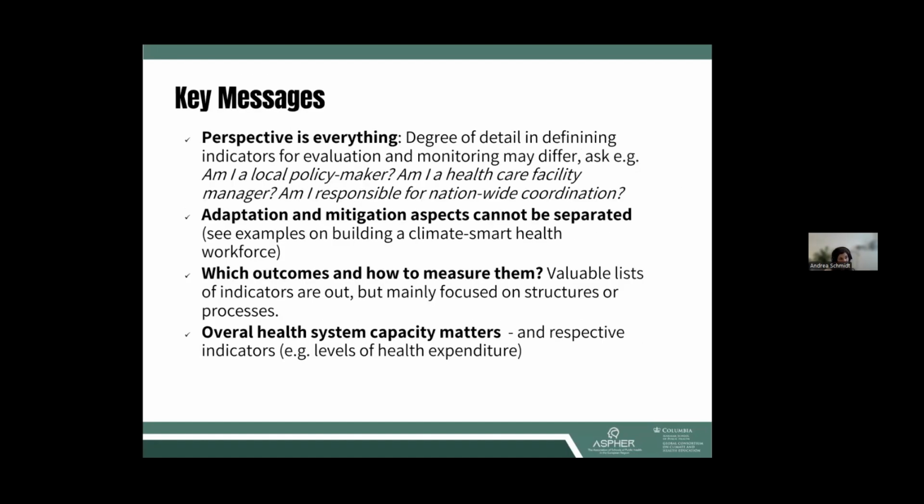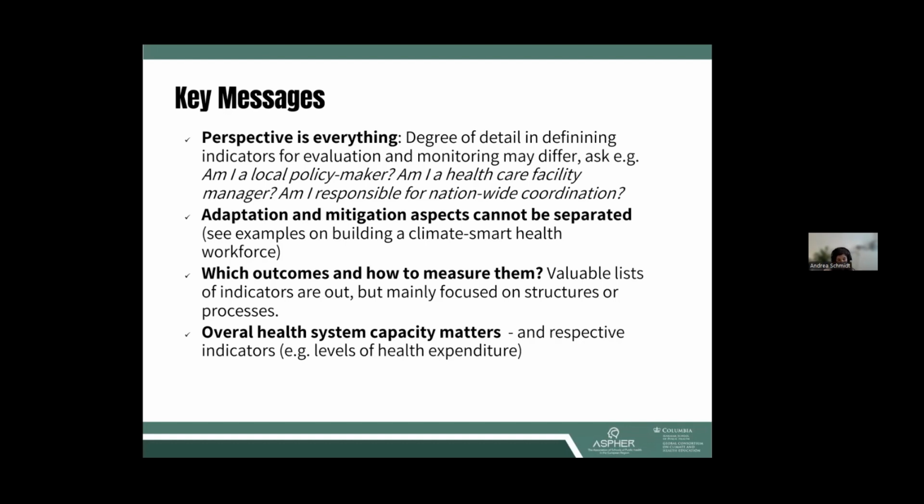And similarly, the four key messages for you: the perspective is everything. The degree of detail in defining indicators for evaluation and monitoring may differ. So are you a local policymaker? Are you a healthcare facility maker? Or are you, for example, a nationwide coordinator?